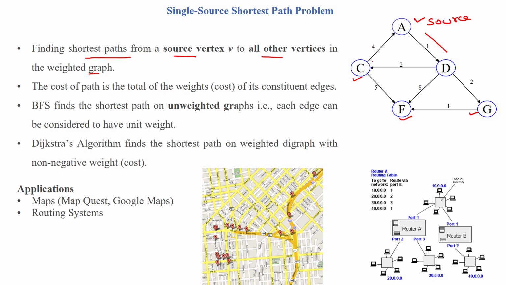Suppose you take vertex C as the source. From this C you can visit A, you can visit F, from A you can visit D, then from D you can visit G, from G you can visit F, but it is forming a cycle. That should not form a cycle. So you can visit all the vertices from any vertex that you are selecting as a source.